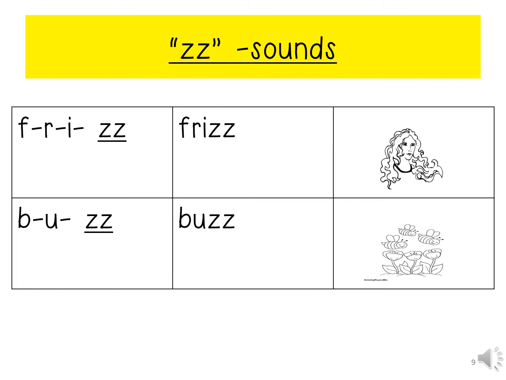Let's go through that again. F, R, I, Z, Z makes frizz. B, A, Z, Z makes buzz. So now, learners, you will be able to complete your activity in your workpack.